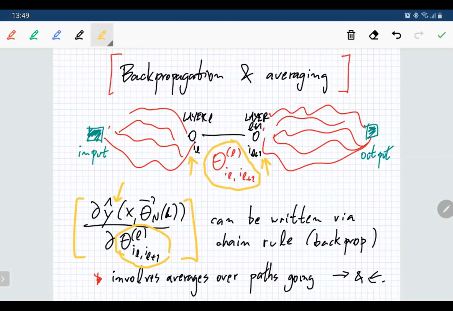And then when you look, it's connecting neuron i sub l in layer little l to neuron i sub l plus 1 in layer little l plus 1. And there are lots of paths going back to the input and lots of paths going forward to the output. With the normalization we're using, you get averages of the paths. We're going to see that they're not quite averages, but they're pretty much averages. And these averages are over things that go forward and back.